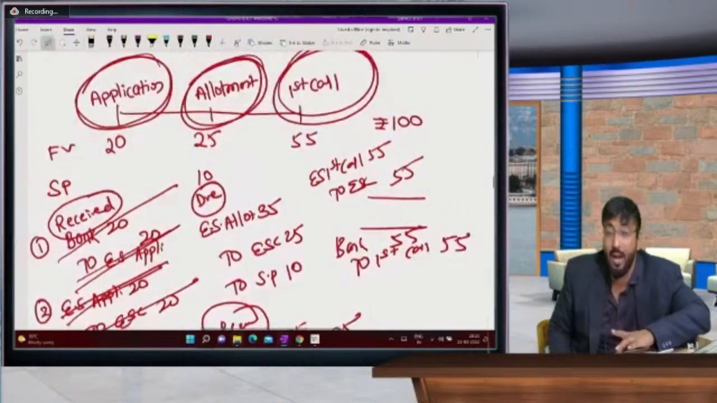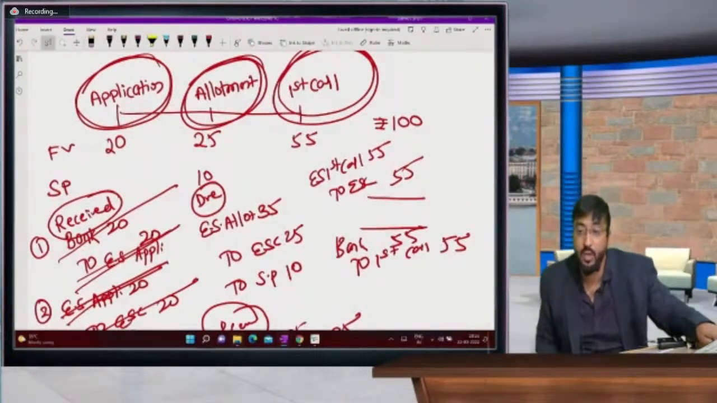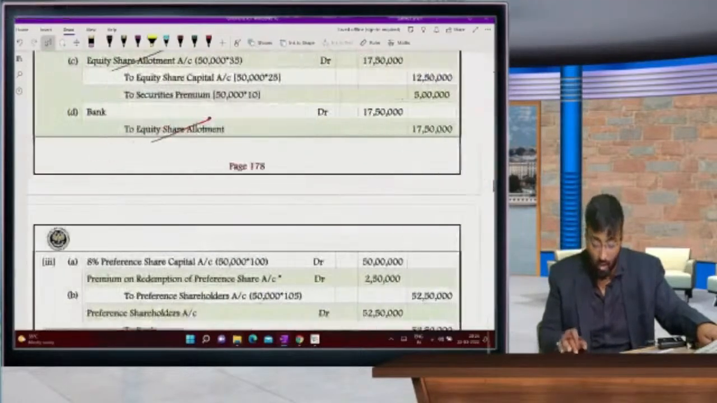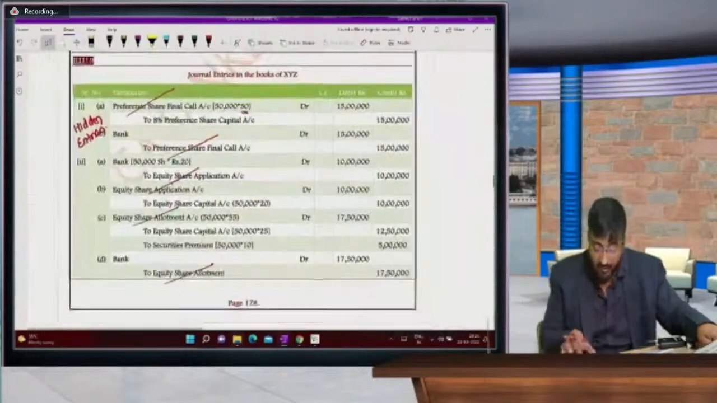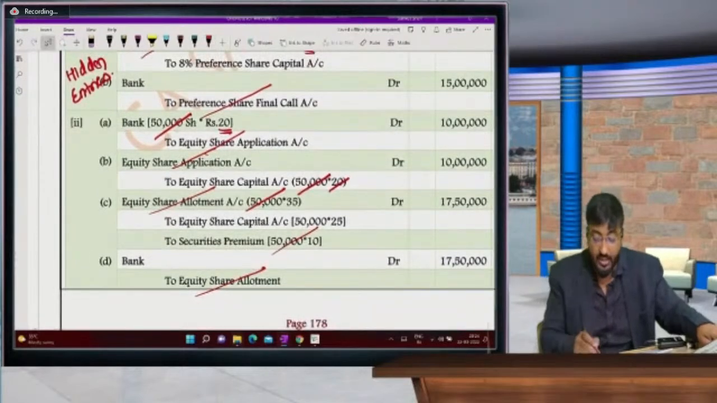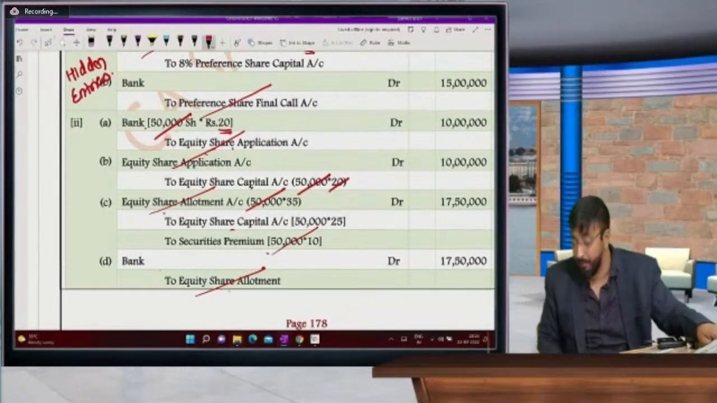सेम एंट्री फॉर अलॉटमेंट, पर अलॉटमेंट में बेटा सिक्योरिटी प्रीमियम भी आया है. सो इक्विटी शेयर अलॉटमेंट टू इक्विटी शेयर कैपिटल टू सिक्योरिटी प्रीमियम एंड बैंक अकाउंट डेबिट टू इक्विटी शेयर अलॉटमेंट. ऑलवेज थिंक फॉर वन शेयर. See, always think for one share base and then multiply by number of shares. Same logic. So bank account debit to equity share application, then equity share application to equity share capital, equity share allotment to equity share capital to security premium, and then bank account debit to equity share allotment, just multiplied by 50,000 shares.